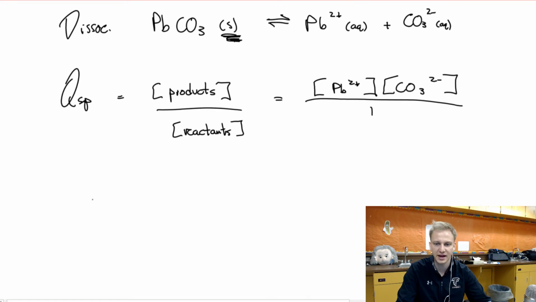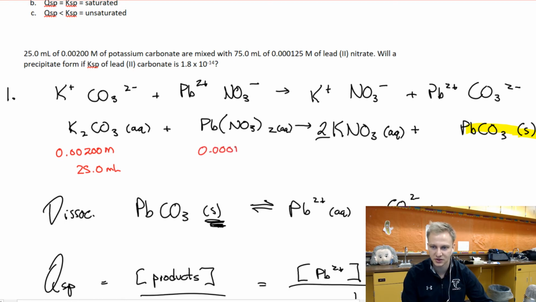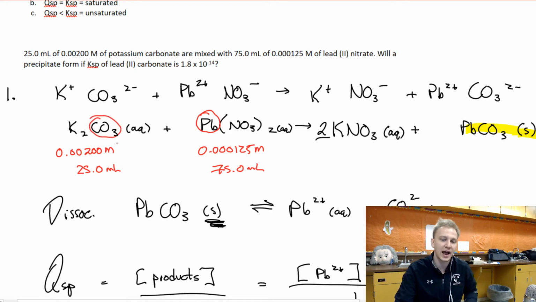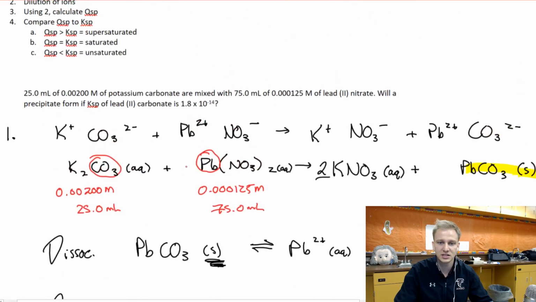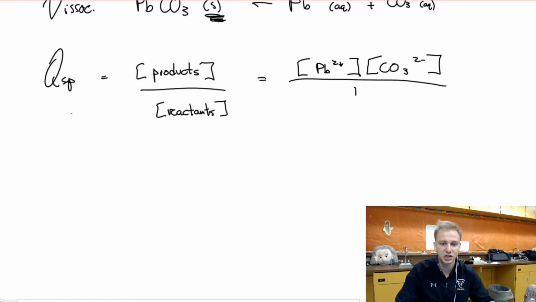In this initial question, we were given a variety of pieces of information. Potassium carbonate, we were given 0.00200 molarity and 25.0 milliliters of it. The Pb(NO3)2, we were given a 0.000125 molarity solution and 75.0 milliliters of it. Now notice we want the concentration of the lead and the concentration of the carbonate, and those are added in different concentrations and different volumes. So what we need to do with step number 2 here is calculate the dilution of those ions.